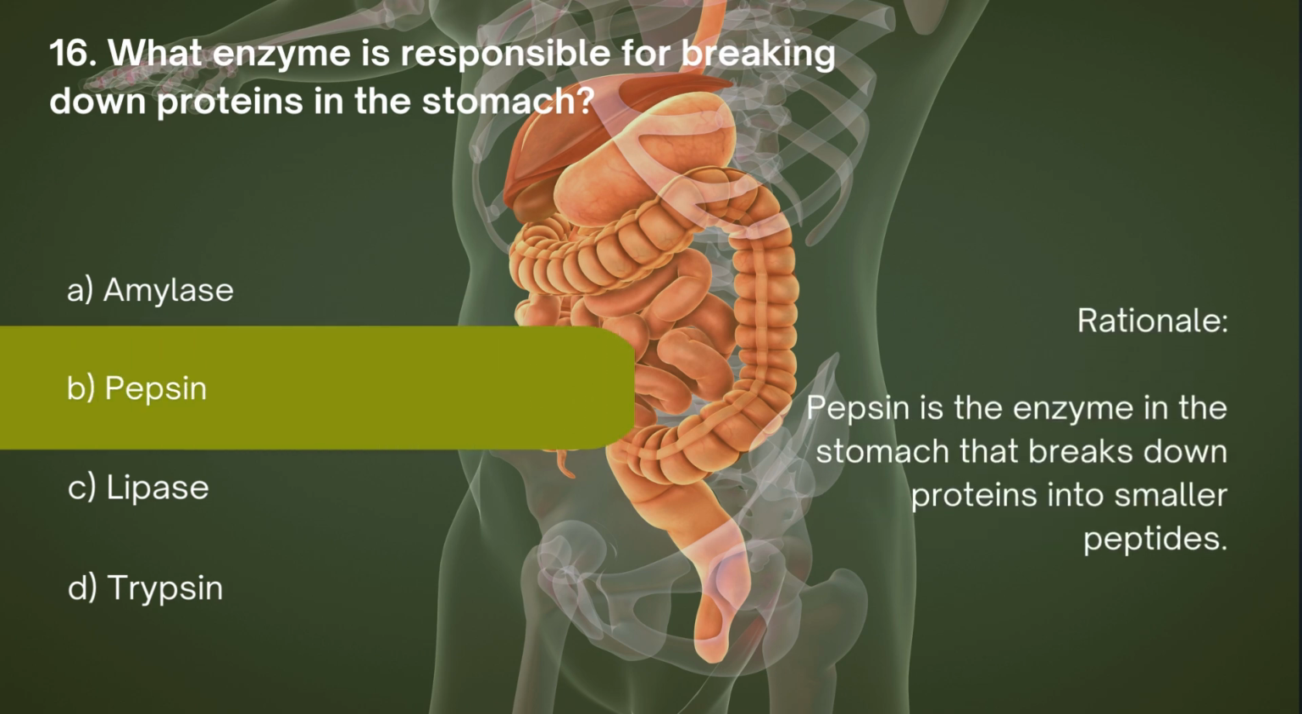Rationale. Pepsin is the enzyme in the stomach that breaks down proteins into smaller peptides.